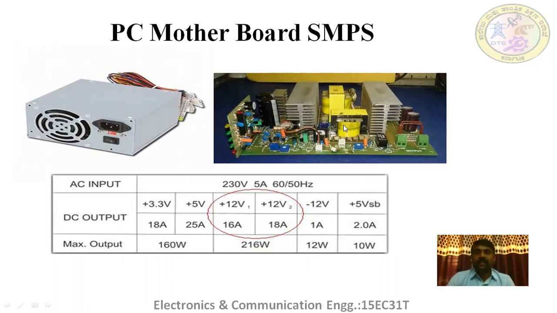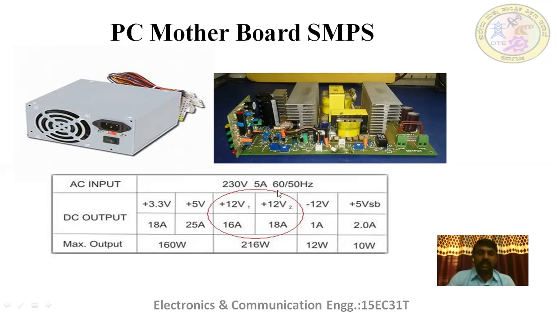This is the picture that comes in front of our eyes when we hear the name SMPS. This SMPS is used in a desktop computer. This is the internal structure. So these are the different voltage levels provided by this computer motherboard SMPS. This motherboard SMPS provides multiple different DC output voltages, including plus 3.3, plus 5, and 12 volts, even minus 12 volts, with different current ratings. And it is available with a power rating from 10 watts to 216 watts.